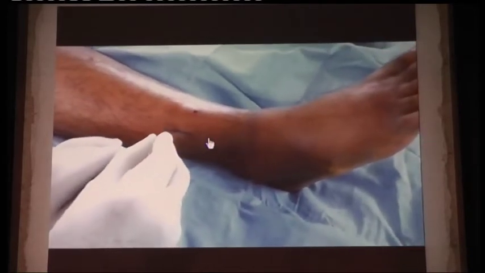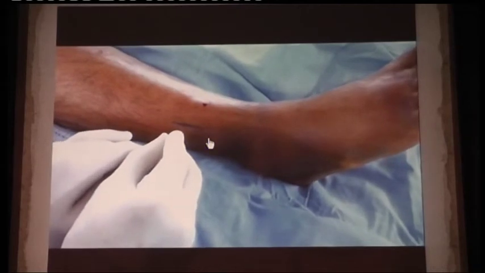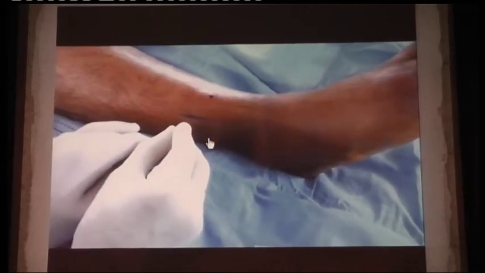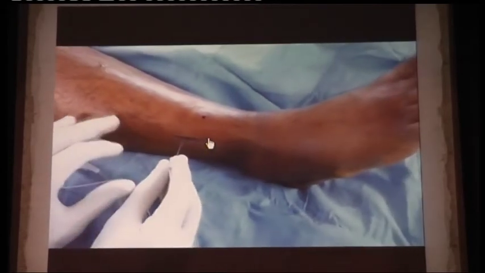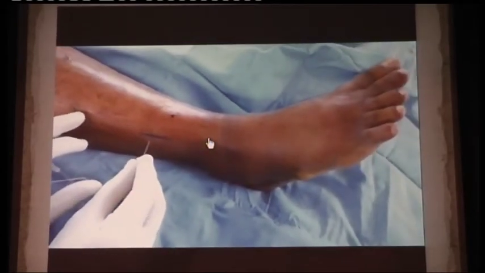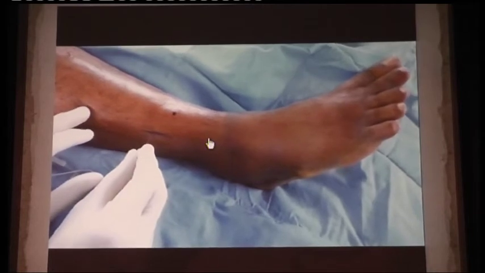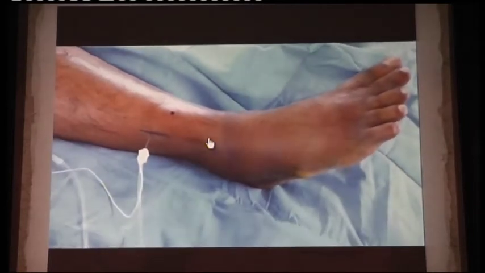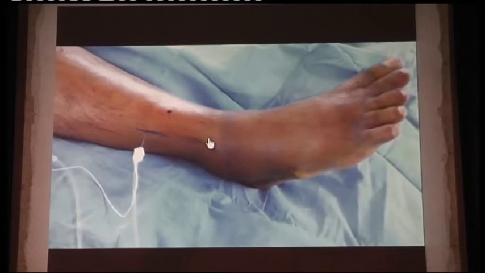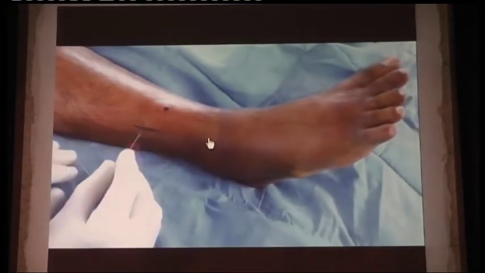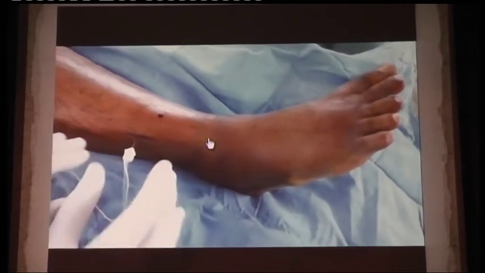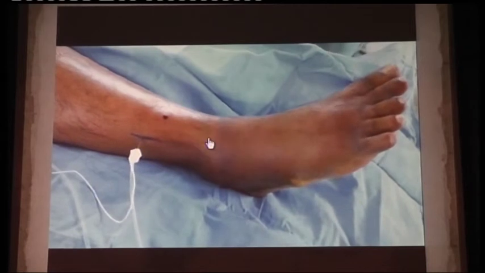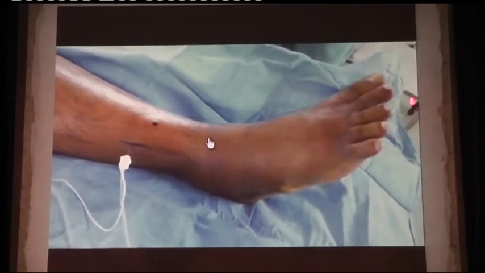This is the video. Patient was getting a little bit of pain, so I adjusted my needle. Eversion response.